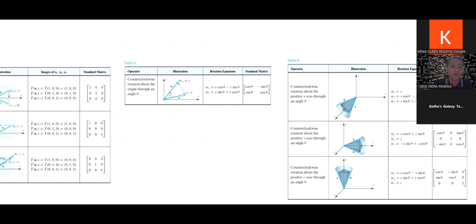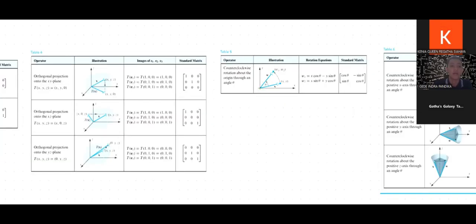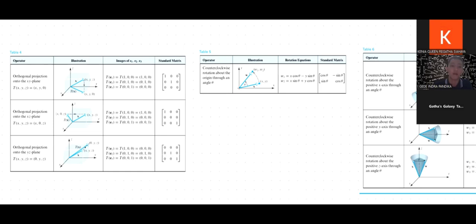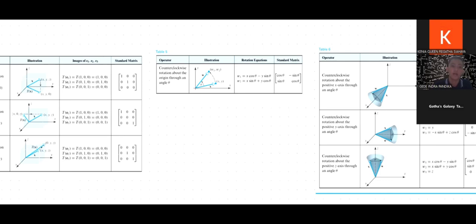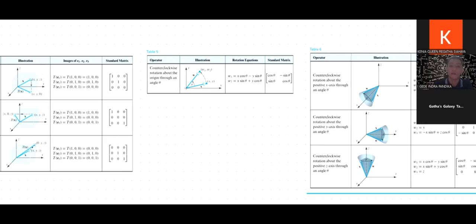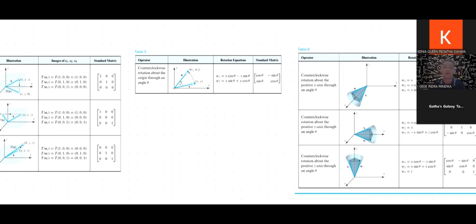And then the orthogonal projection onto the xz plane with the general equation transform T of vector x, y, and z equals x, 0, and z. So we have changed the value of y. So the values of E1 and E3 do not change, and the value of E2 will be changed from 0, 1, 0 to 0, 0, 0. So the standard matrix will be 1, 0, 0, 0, 0, 0, and 0, 0, 1.